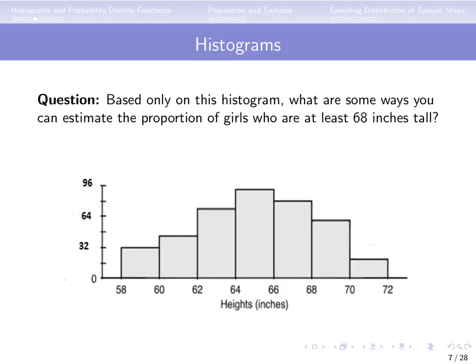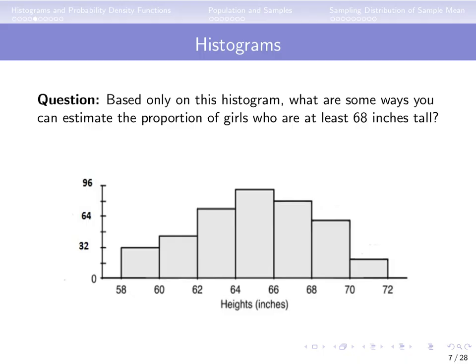You could just say, let me read off the value on the y-axis and add up all these heights, and that will give me the sample size, the total number of girls. Then I'll add up the heights for this rectangle here and the height for that rectangle over there. I'll take this height plus that height divided by all of these heights, and that will give me the proportion. That's probably the most obvious way that you thought about.